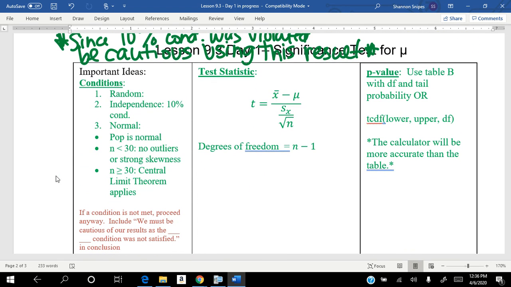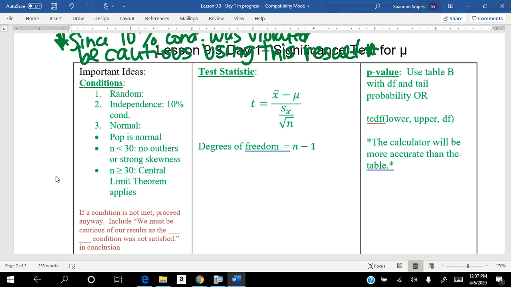Same exact conditions that we checked in Chapter 8 with confidence intervals. Just remember that if a condition is not met, proceed anyway. Include that we must be cautious of our results as the such-and-such condition was not satisfied. So remember to check your normal condition. There are 3 things you could check. If you are told your population is normal, it doesn't matter what size your sample is. Your sampling distribution will be normal. If your sample size is less than 30, you must graph your data, look for outliers or strong skewness, as we did in this example. If n is greater than or equal to 30, the central limit theorem applies.